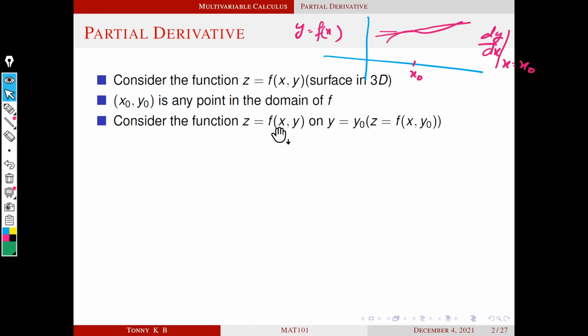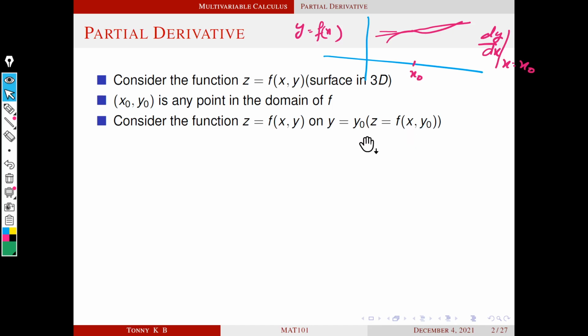So our aim is to find the rate of change of z with respect to x at this point. Okay, at this point means now we are going to treat y as a constant. What is y at that point? y naught. So we consider the intersection of the surface z is equal to f of x, y and y equal to y naught. y equal to y naught is a plane in 3D. So what is the intersection of y equal to y naught and z equal to f of x, y? That is a curve. So z is equal to f of x, y naught represents a curve in 3D.